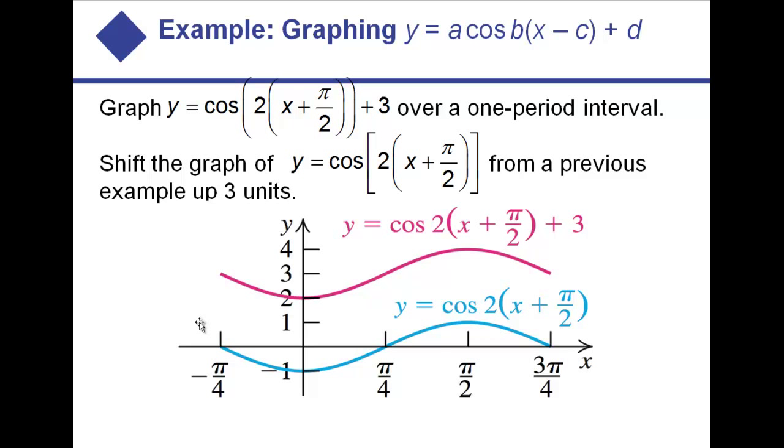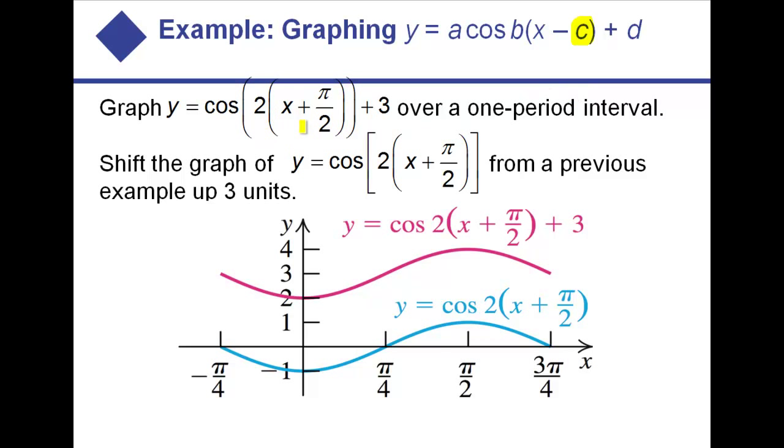Last thing we can do, right? We've done vertical stretching, horizontal stretching. We've done horizontal shifts, right, with the phase shifting thing. And then now we can do vertical shifts. And of course now they call it a C. I wish they'd be more consistent.